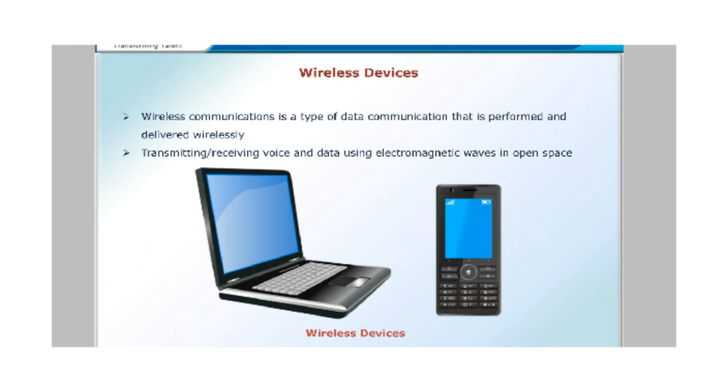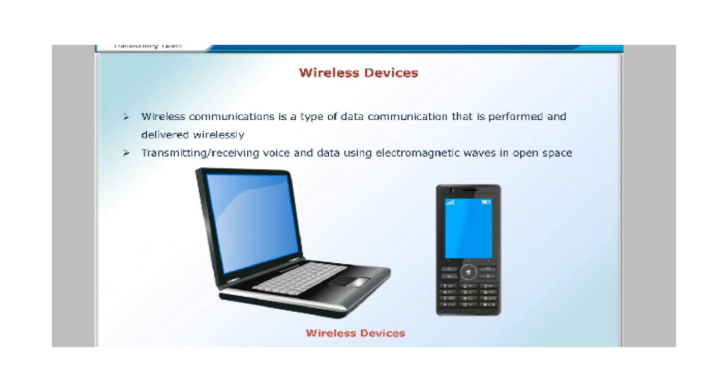Wireless communication is a type of data communication that is performed and delivered wirelessly. By using mobile phones, we are sending data from one person to another. By using computers, we are sending information from one device to another device without any wire connection. That's why it is known as data communication or wireless communication.